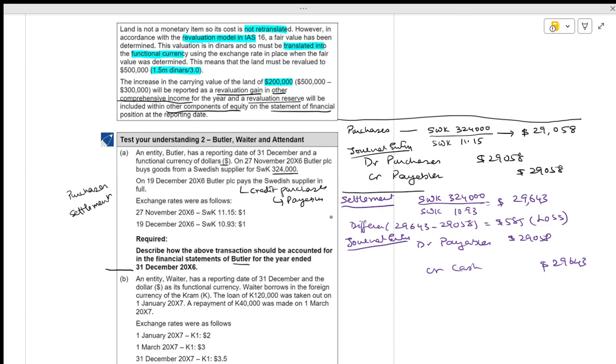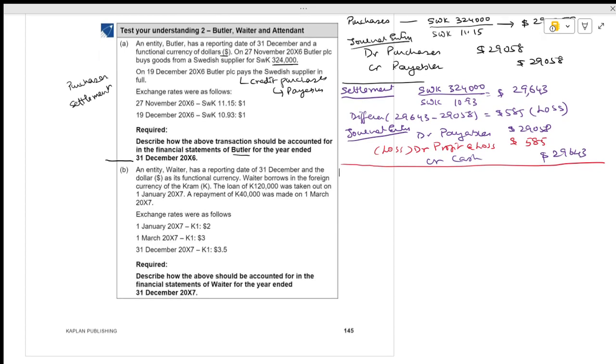Now, what is the difference? The difference is the loss. We have to take it to profit and loss. How much? 585. An exchange loss has to be recorded in the profit and loss account in the same year. Okay, in the same year. This is not difficult, but we have to be very, very specific when doing this.